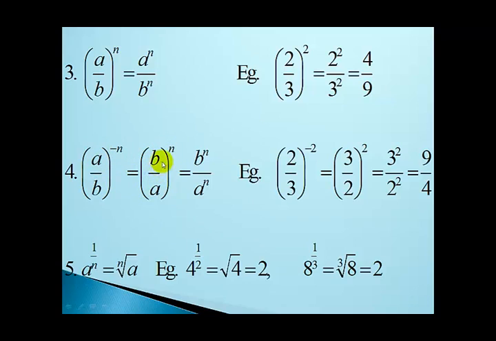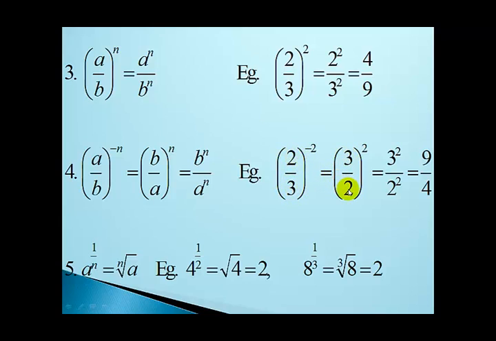Now we are back to property number 3, which says that the power or the exponent n is affecting both the b and the a. And so b over a exponent n is equal to b exponent n divided by a exponent n. Now example, if you have 2 divided by 3 all exponent minus 2, this is equal to, the denominator becomes the numerator and the numerator becomes the denominator.